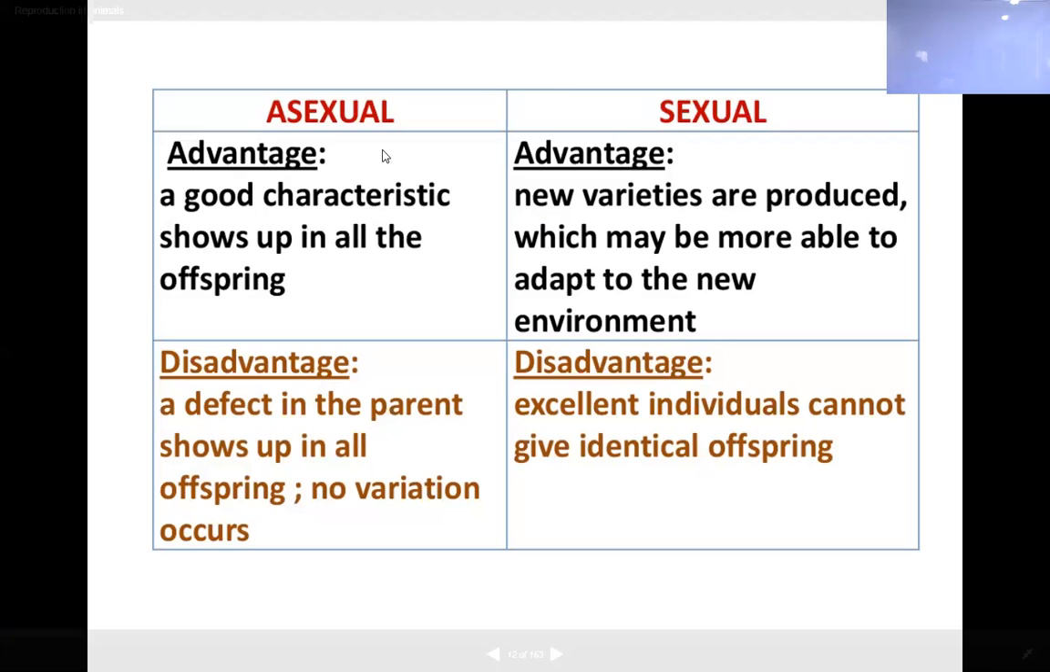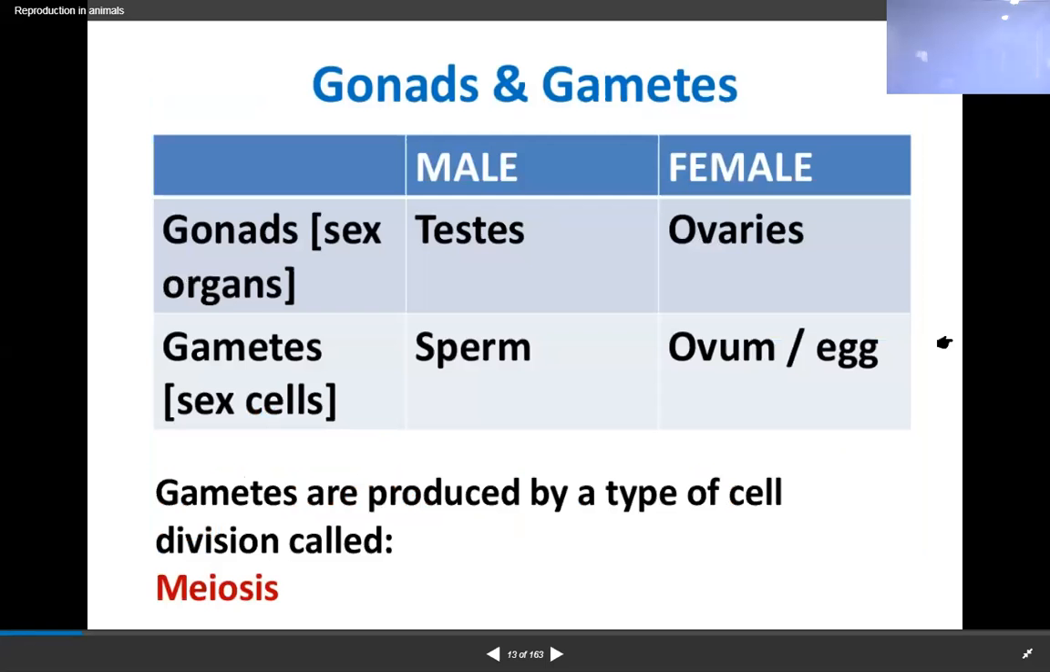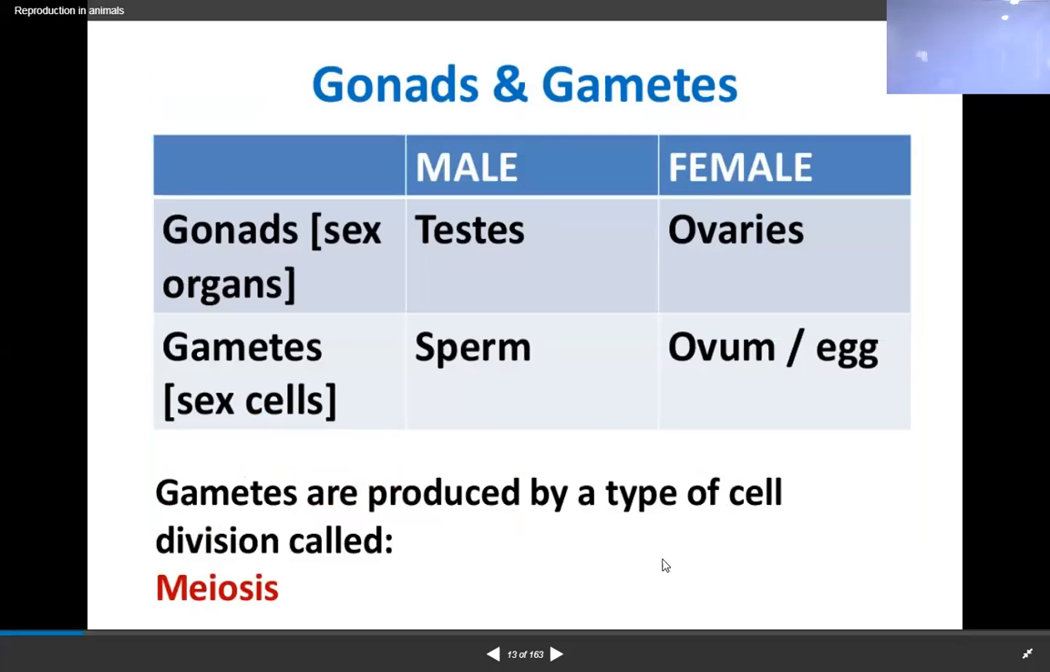What are the disadvantages? A defect in the parent shows up in all offsprings. No variations occur. Here, an excellent individual cannot give identical offspring. So it is exactly opposite. Now, gonads and gametes. I'm going to introduce one more topic before that.